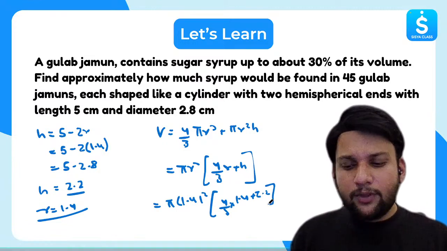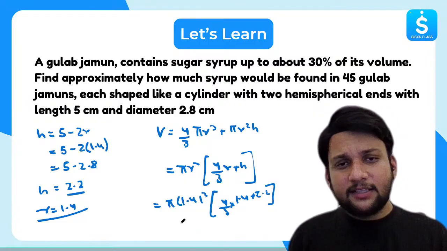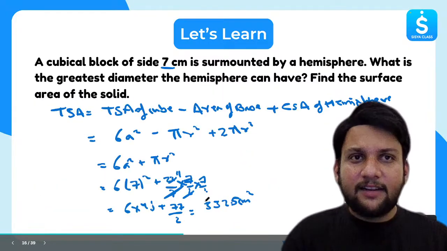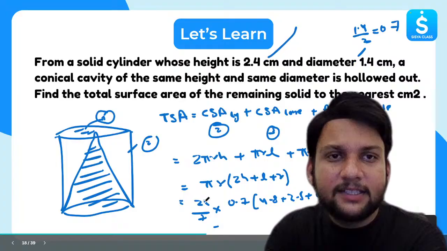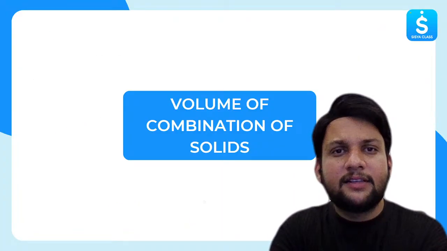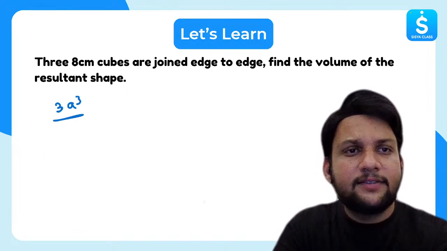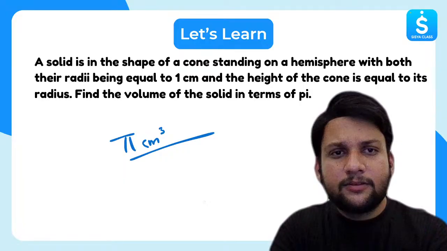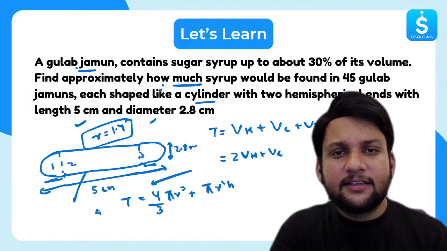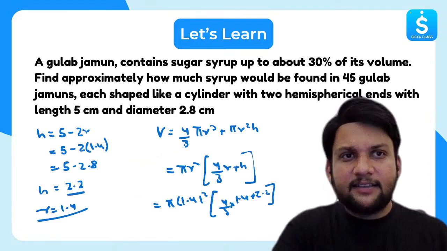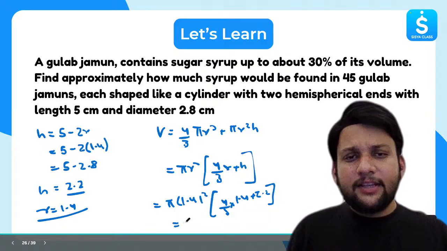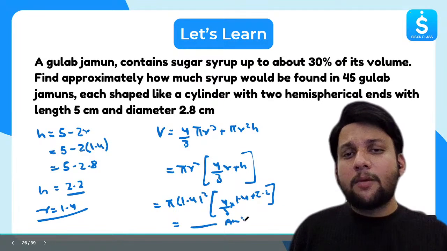Now, will I do the calculation? Of course not. But will I tell you the answer? Yes. Answer I will tell you. Wait, something happened. Just give me a second. This volume of combination. Okay, this we have done. This is very easy. So the final answer, yes. So this is the answer. If you calculate this, you will get the answer. Tell me the answer in the comment box below.